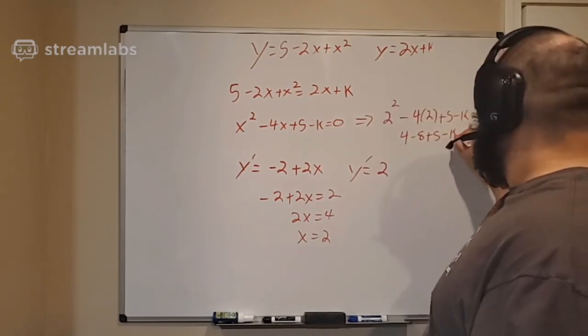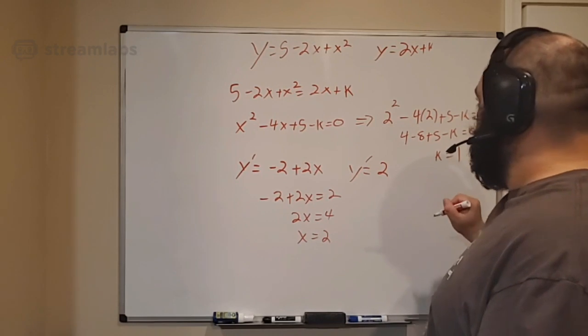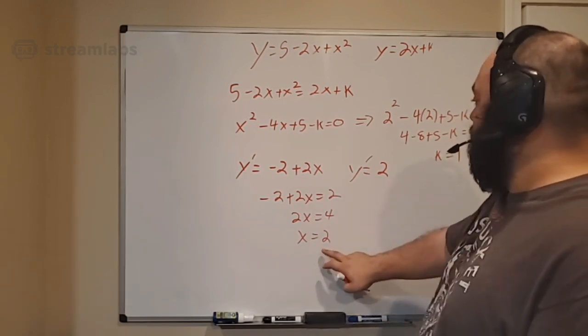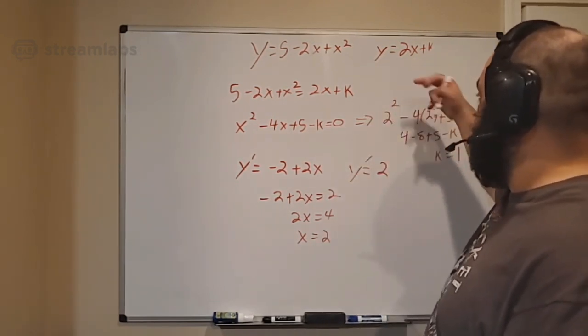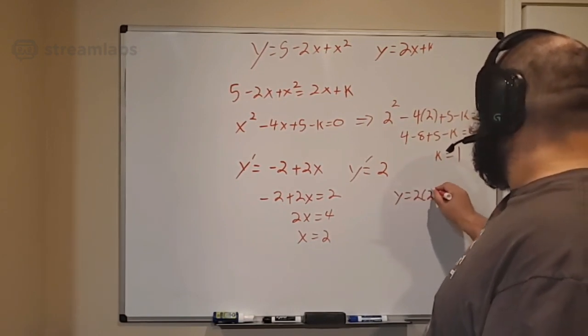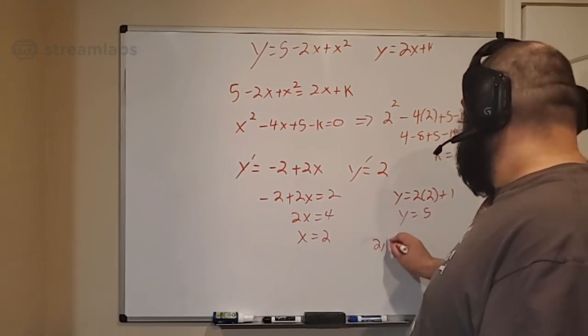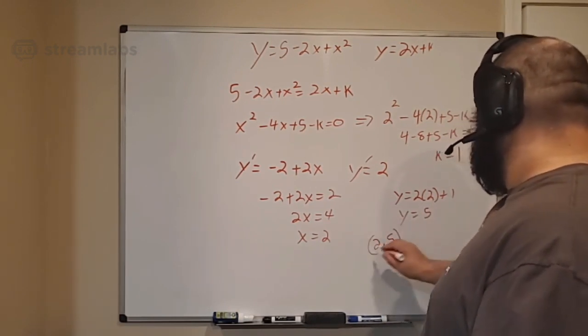My k is equal to 1. And then I'm going to plug it into actually my linear function just to make my life a lot easier. So y is equal to 2 times 2 plus 1, so y equals 5. So your coordinates are 2, 5 for C, and k is equal to 1.